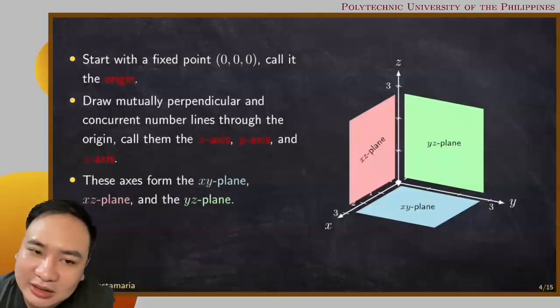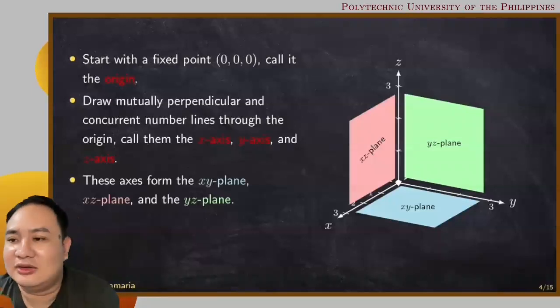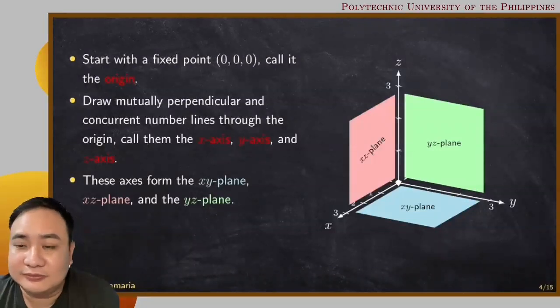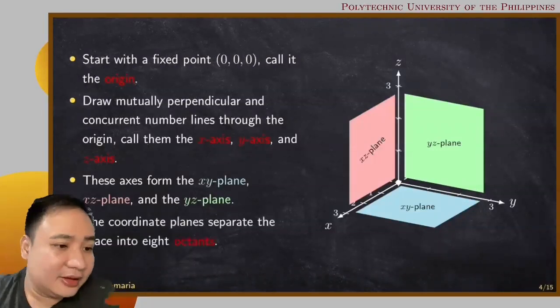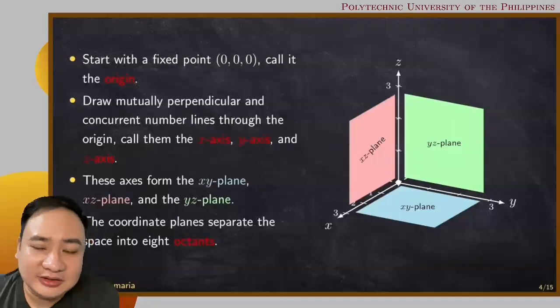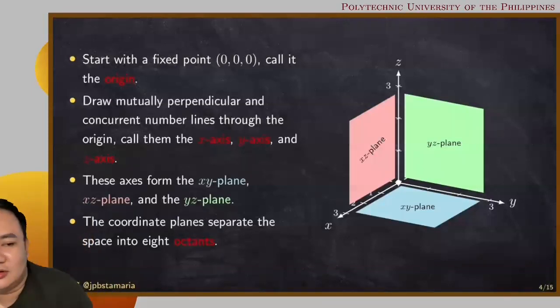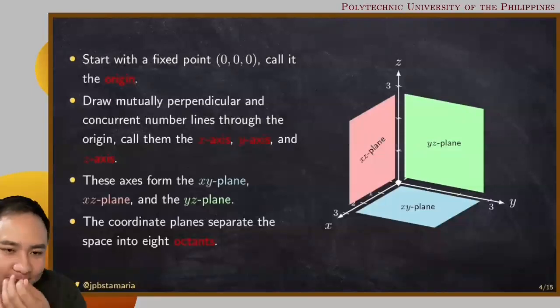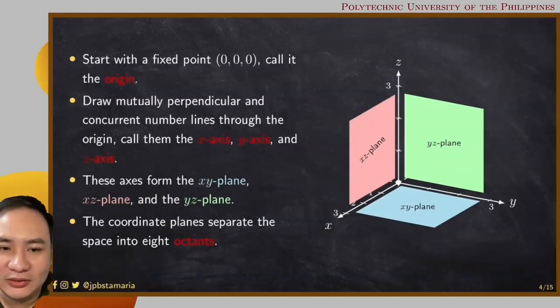No? Merong xy, xz, at yz. Okay? And these planes, no? It separates the space. Sorry, natatakpan ko. Paano ba? Medyo baligtad yung... These coordinate planes separate the space into, tatanungin ko sana, ilang parts? Ang sagot, 8. No? Bakit 8?